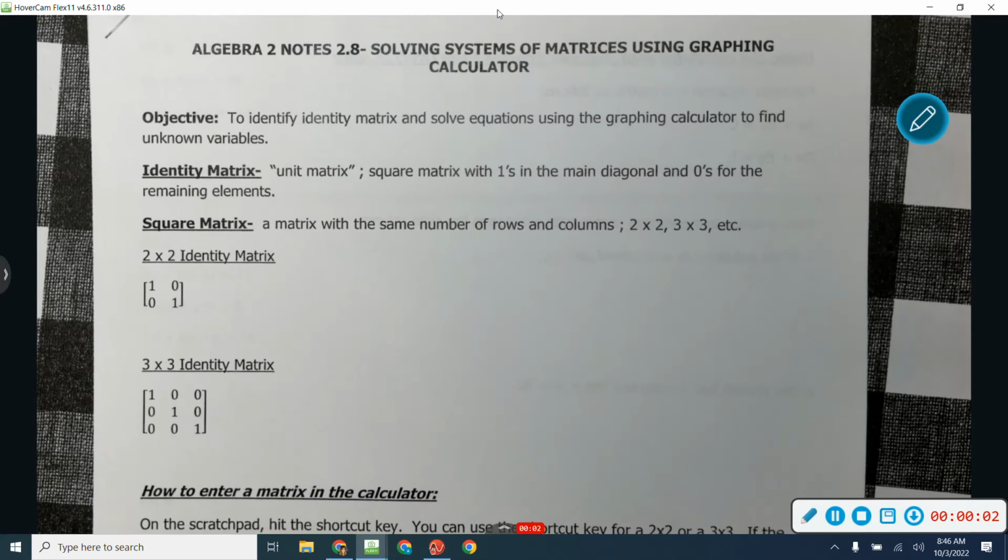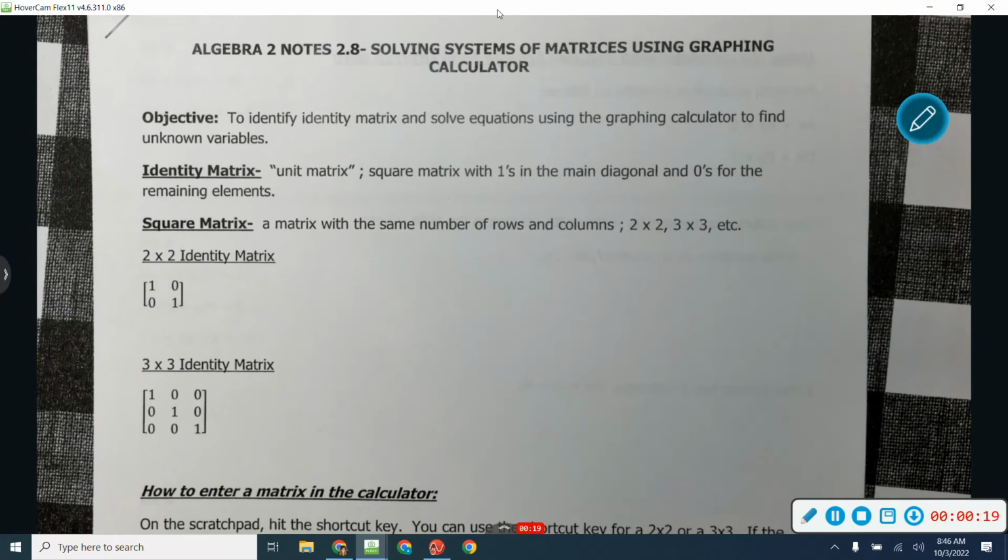Okay, so today we're going to strictly use the calculator to solve systems, alright? So you already know what a square matrix is, and that's just where you have a matrix with the same number of rows and columns. So 2 by 2, 3 by 3, 5 by 5, 10 by 10, okay?